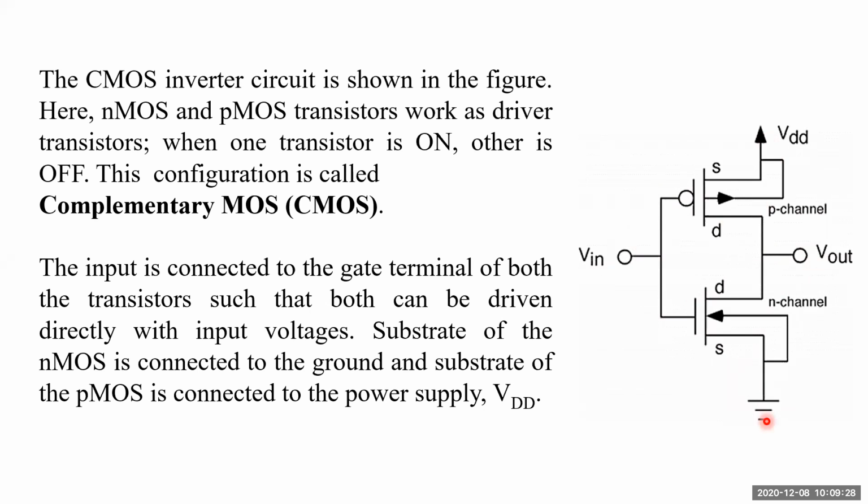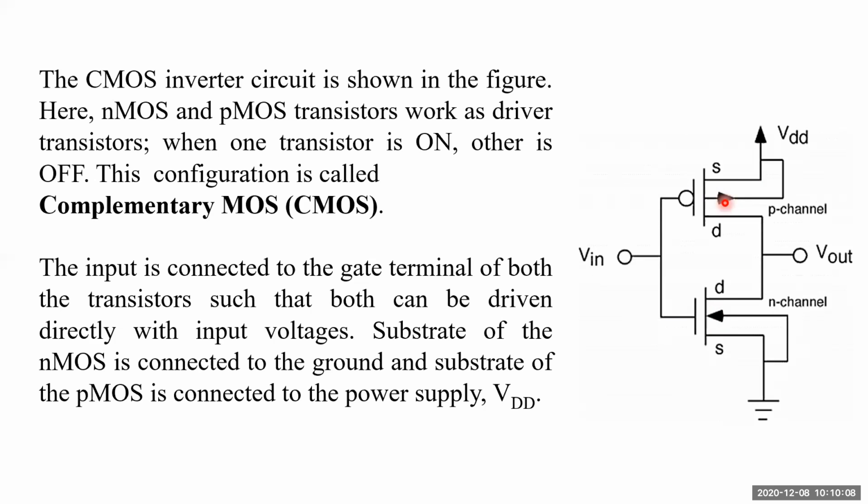We all know that a MOSFET is not a 3-terminal device like a BJT, but it has 4 terminals: source, drain, gate, and a 4th terminal which is called the bulk terminal, the body terminal, or the substrate. We call the 4th terminal by these different names: body, substrate, or bulk. You can see here the bulk of this NMOS, and this is the bulk of the PMOS.